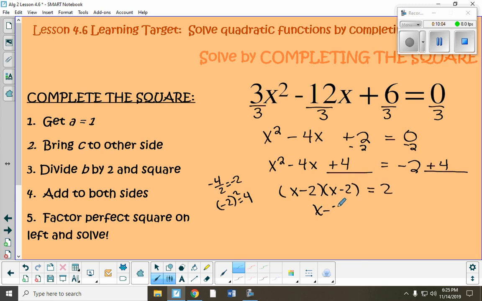So that would be x minus 2 quantity squared equals 2. And then we will solve like we were doing before. So we have x minus 2 equals plus or minus the square root of 2. And then we'll add 2 to both. So x equals 2 plus or minus the square root of 2. That's your answer.